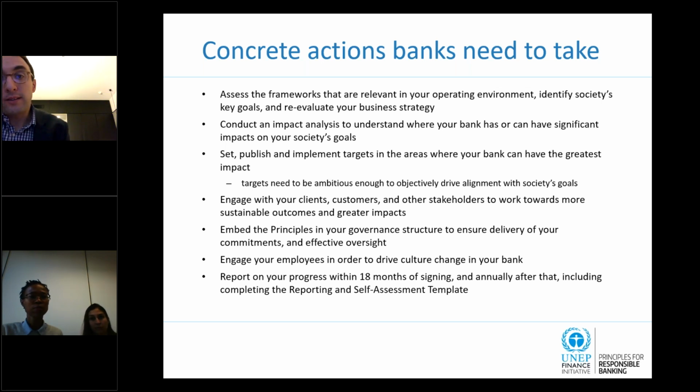And then reporting on progress. There is a bit of a grace period, because there's an acknowledgement that there's an awful lot to set up here, and people are at different stages of the journey. So don't read this within 18 months of signing as meaning you don't need to do anything within 18 months. We would love there to be consequential action taken as soon as possible. But what we're really saying is that we want there to be some reporting on progress within 18 months of signing, and then year on year, in particular, public reporting. And we'll talk a little bit in a second about the reporting and self-assessment template.